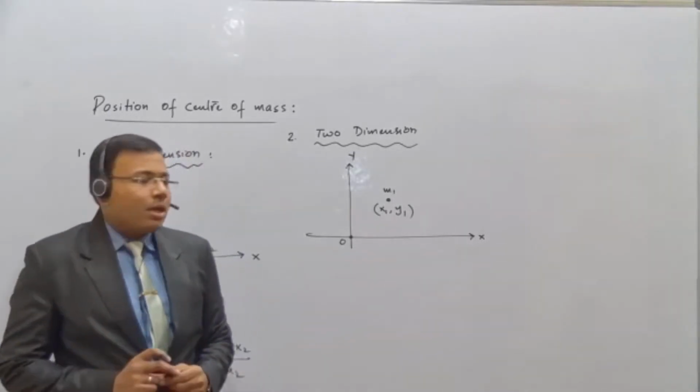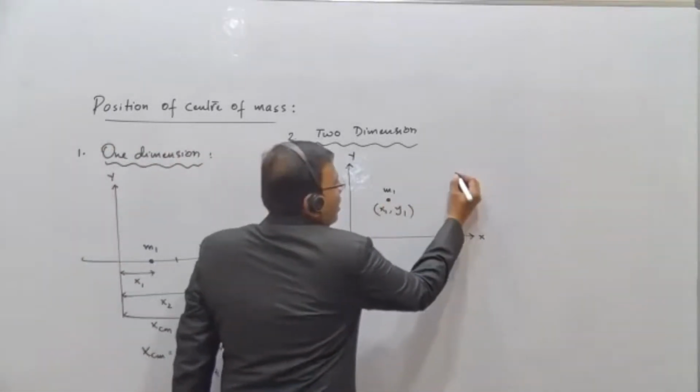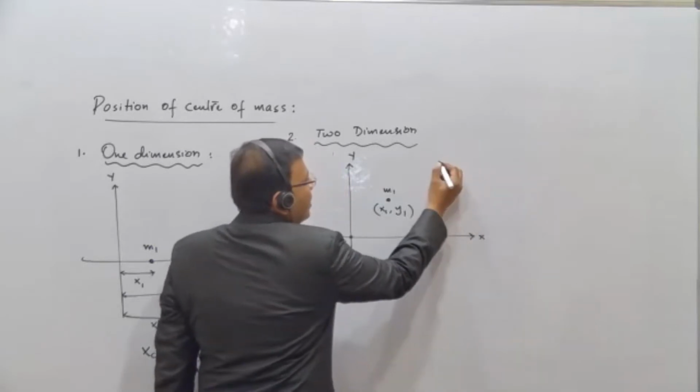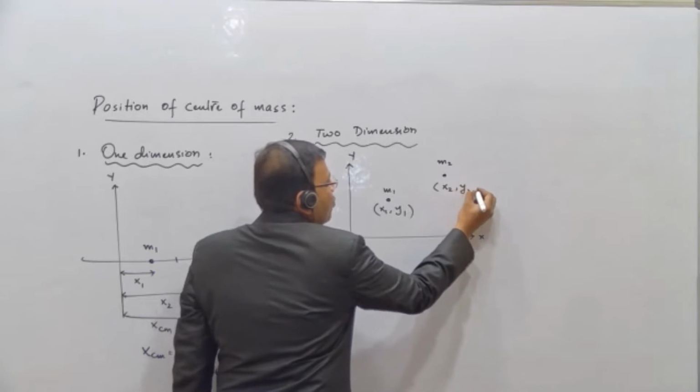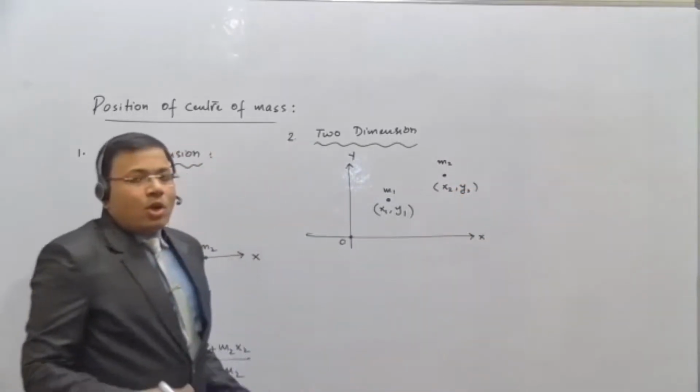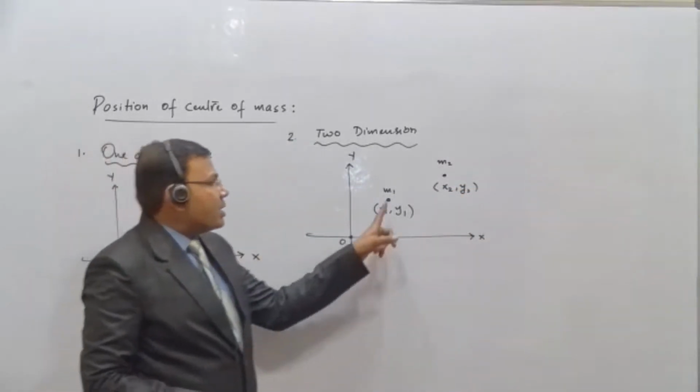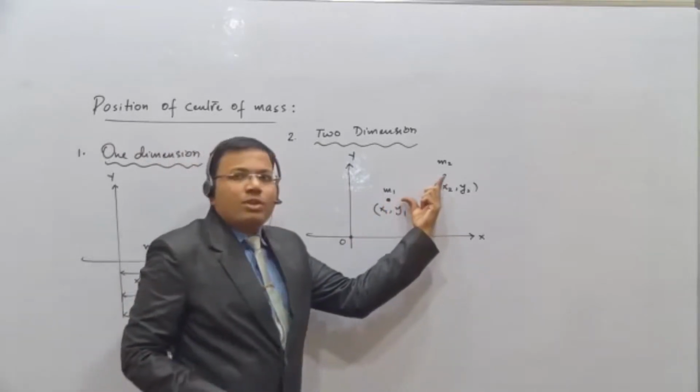I hope it is clear. Now I take another particle somewhere here, we can take it anywhere. This is m2, and the point is x2, y2. Now, where is the center of mass? 100% the center of mass will be lying in between these two masses.